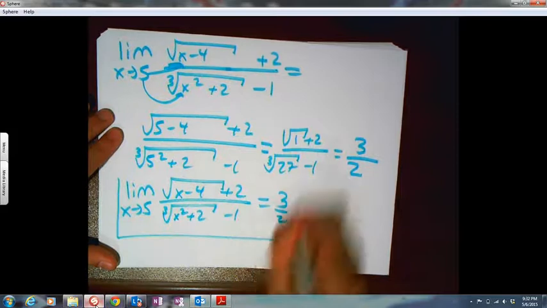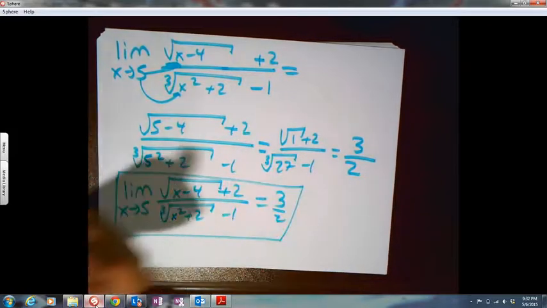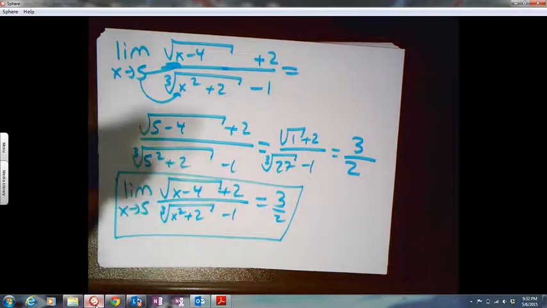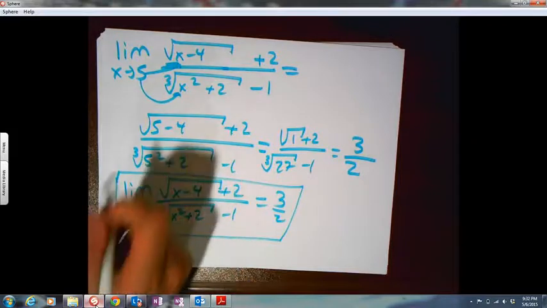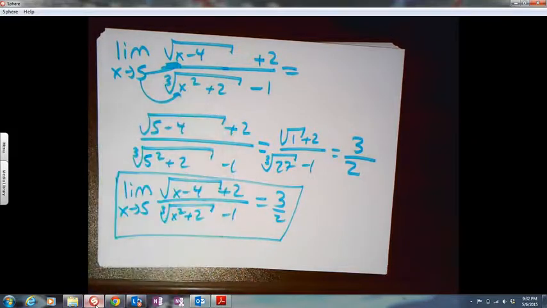Don't assume every problem is either rewriting, multiplying by the conjugate, or factoring. Some of them will just be able to be solved by plugging in the value here. So ensure you're at least trying that every single time.